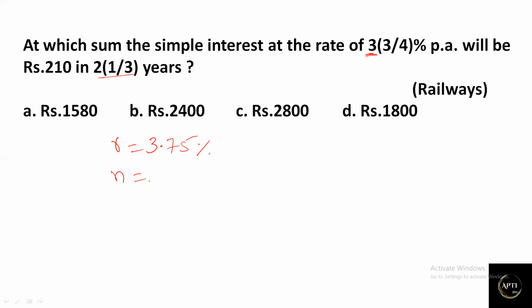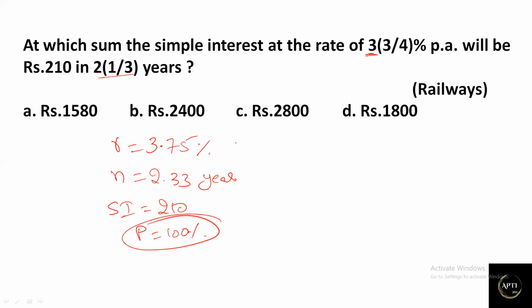What is the 1 by 3 fraction? 1 by 3 is nothing but 0.33, correct? So here I can write it as 2.33, that is 2.333 and so on. Now what we need to find is the sum at which the simple interest at the rate of 3 by 4% per annum will be 210. Simple interest is already given as 210. Then what we need to find is 100%, which means the principal amount. 100% is how much? Already we know the simple interest.